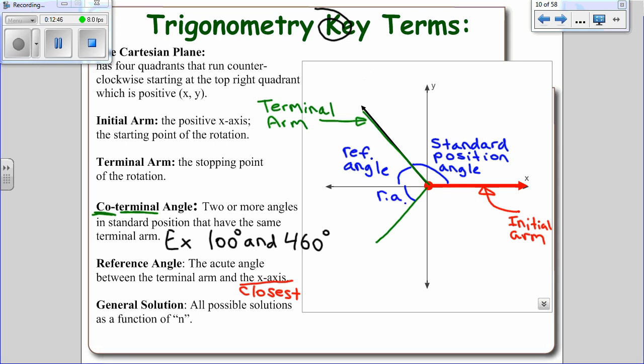That make sense? You kind of always pick between the two? If the terminal arm is in quadrant 1, then the standard position angle and the reference angle are the same thing. Because the closest x-axis would always be going back to that positive arm. Yeah.